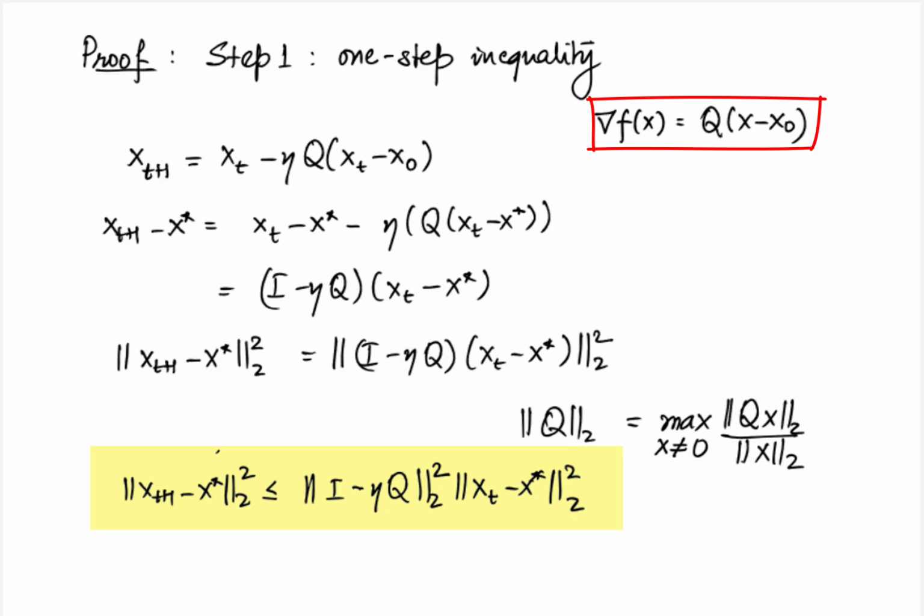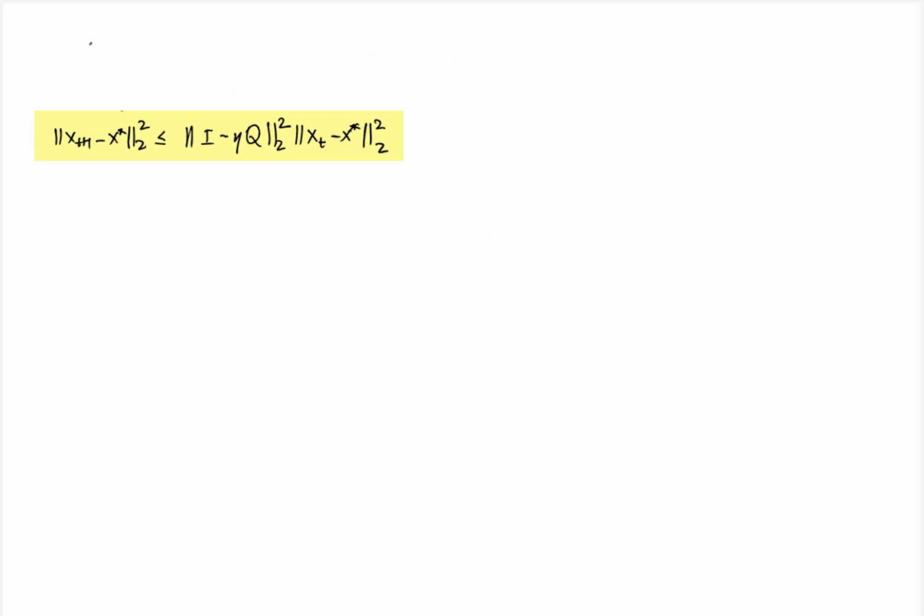That is, the distance of x_{t+1} from the optimum is less than the distance of x_t from the optimum. So let us make sure that the one-step inequality is in fact a contraction bound. It would then guarantee that the iterates are coming closer and closer to the optimum at every iteration.